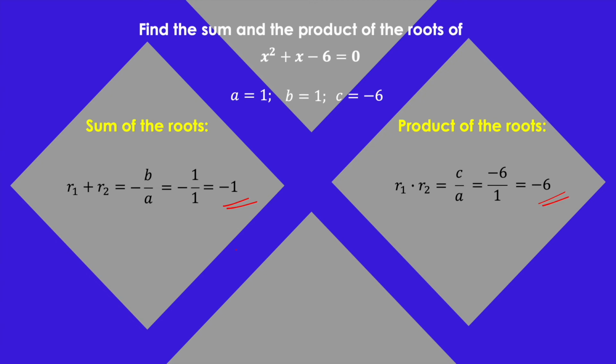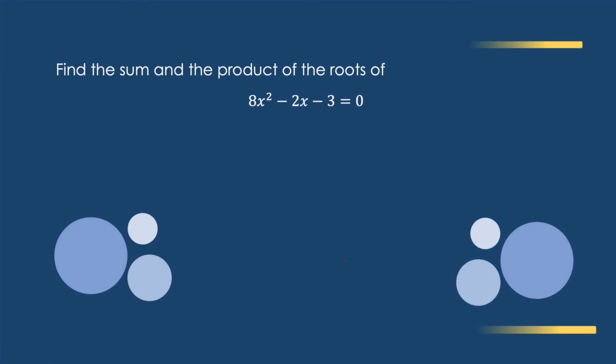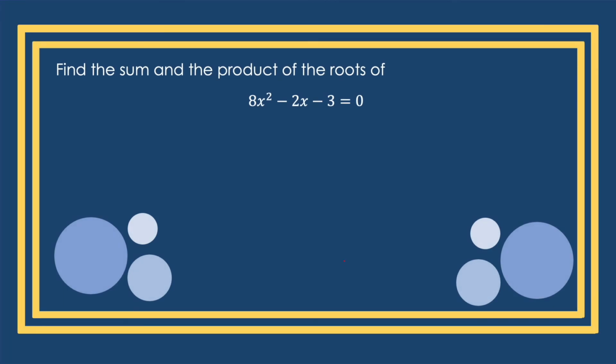formula. Here's another example. Find the sum and the product of the roots of 8x squared minus 2x minus 3 equals 0. Don't forget, the first step is to determine the numerical coefficients. We have a is 8, b is negative 2, c is negative 3.